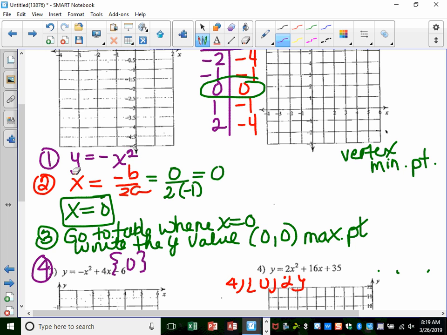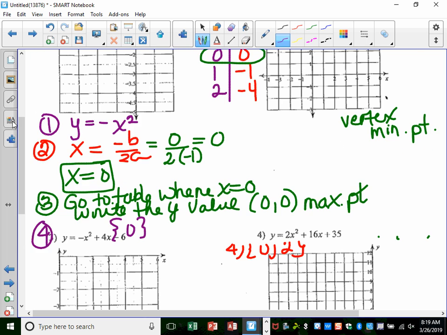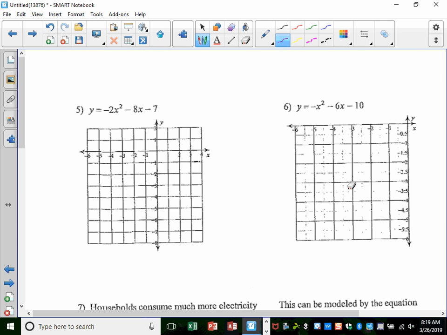So those are the 4 things you're looking for on the ones that have graphs. For questions 3, 4, and I believe 5 and 6, you're doing the exact same thing, finding those 4 things for each one.